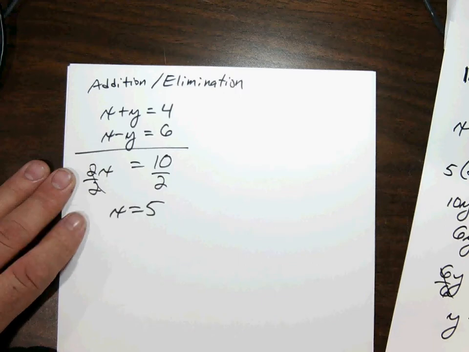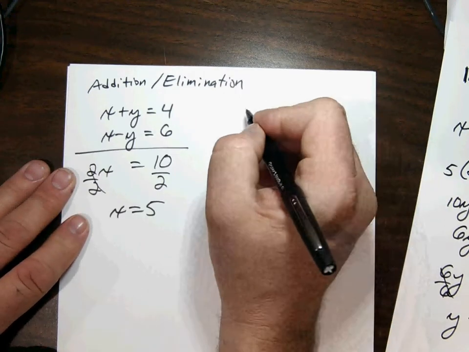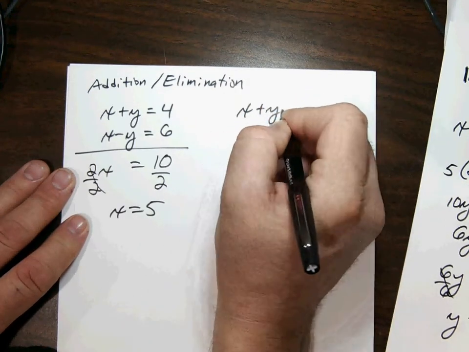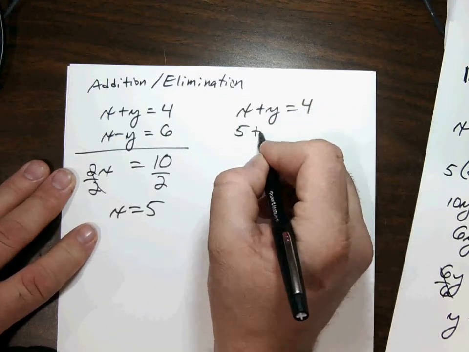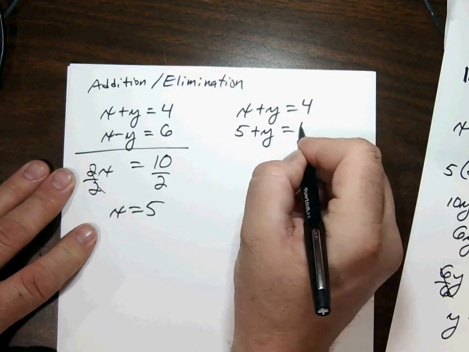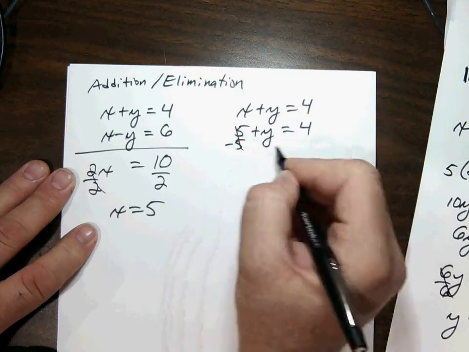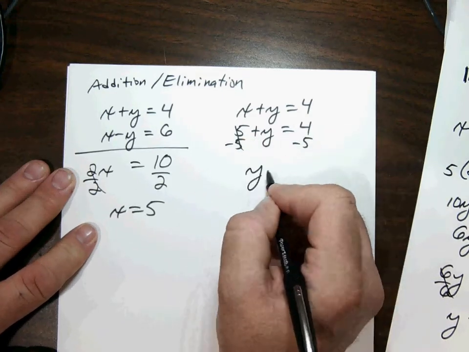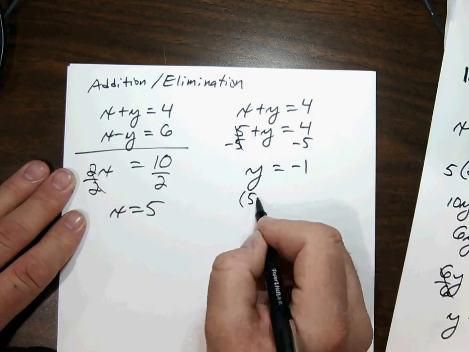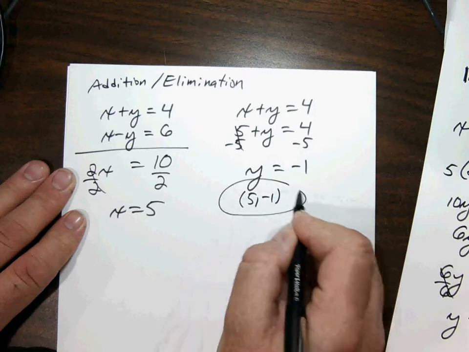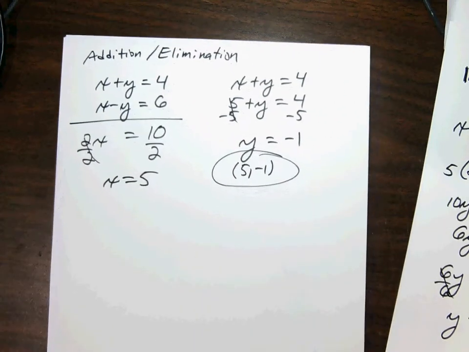I've got to go find y, but I've got x. Grab either equation, doesn't much matter. Solve for y. x we now know is 5. Apply: 5 plus y is 4. Subtract 5 from both sides. y equals negative 1. So 5 comma negative 1.